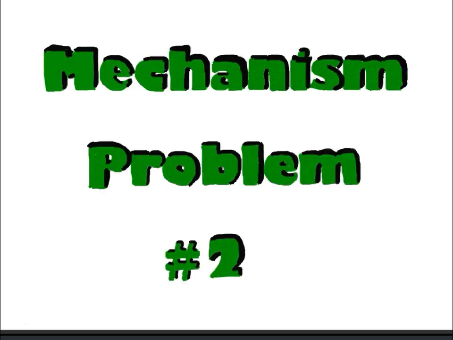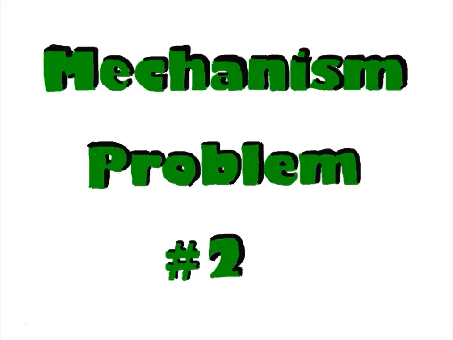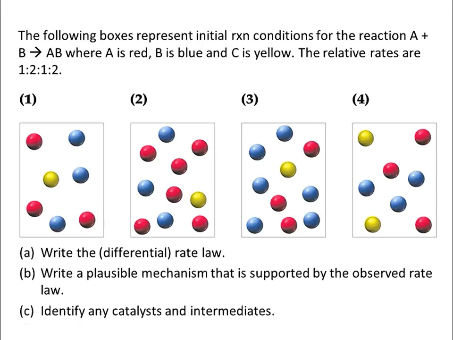So we're going to move on and do mechanism problem number 2. Here we have boxes that represent different starting amounts of 3 different reactants. A is red, B is blue, and C is yellow.